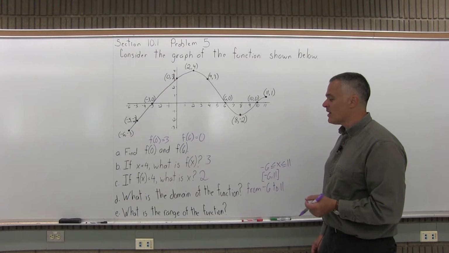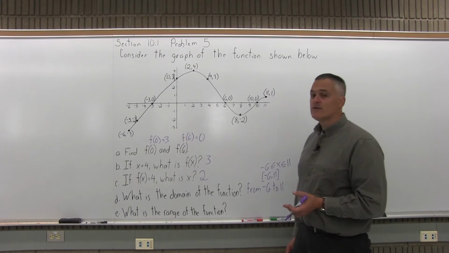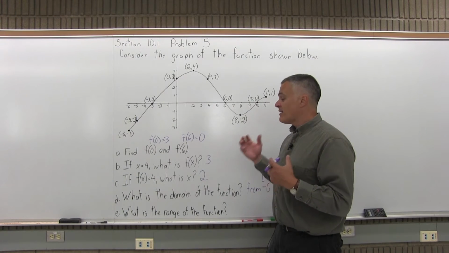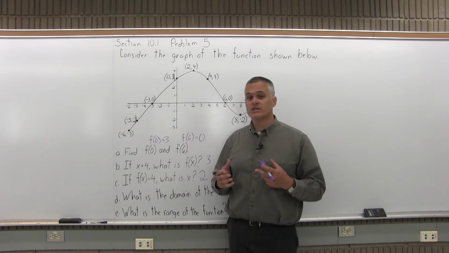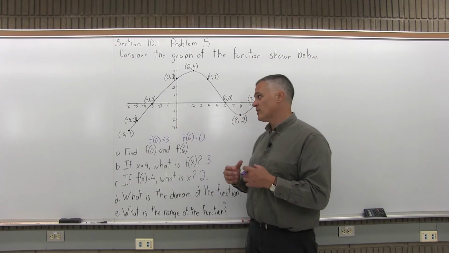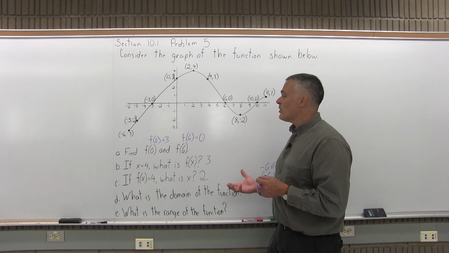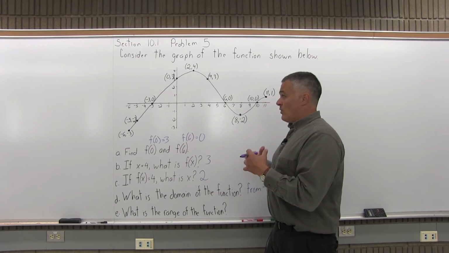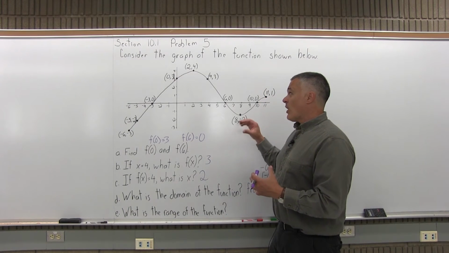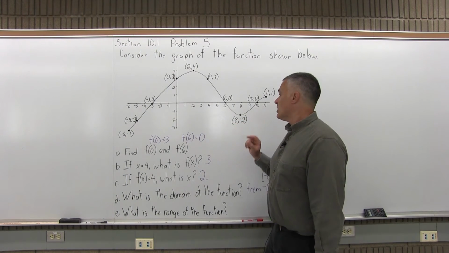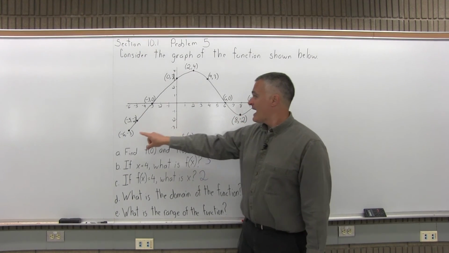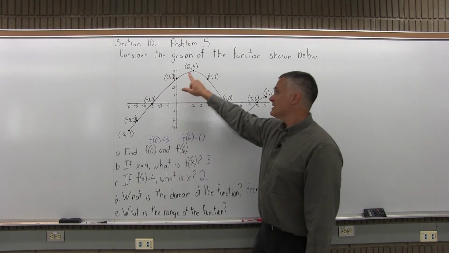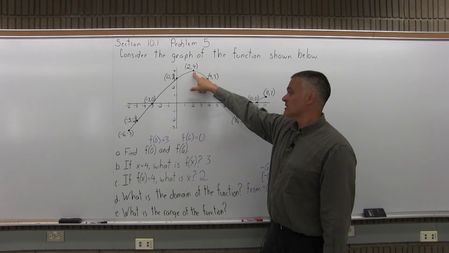And the last part, part E, what is the range of the function? The range is what you can get as an output. And again, that type of question could be asked when the function is given to you in the form of an equation or in the form of a graph. When you get the question, what is the range, and the function is shown in the form of a graph, what you can get as an output is really what y coordinates are covered by the graph. So the lowest point on the graph has a y coordinate of negative 3. The highest point on the graph has a y coordinate of positive 4.